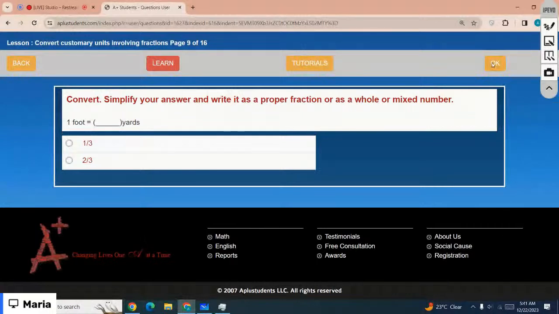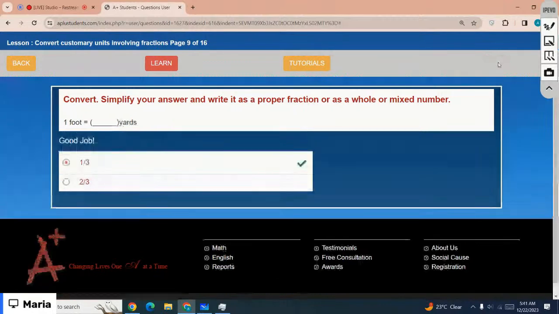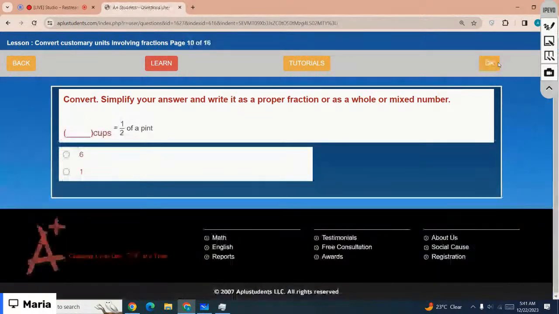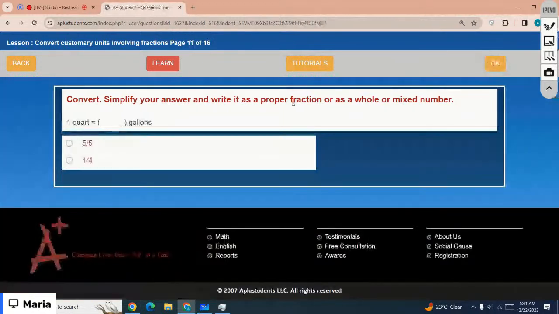140 equals how many yards? That is 1/3. The correct option is 1/3 yards. Okay, half of a pint equals 1 cup, right? The correct option is 1 cup. Okay, you can complete the lesson by yourself later today.